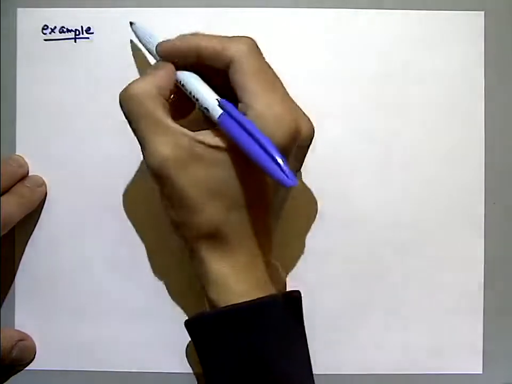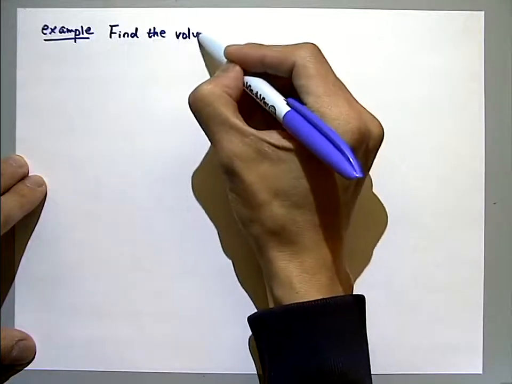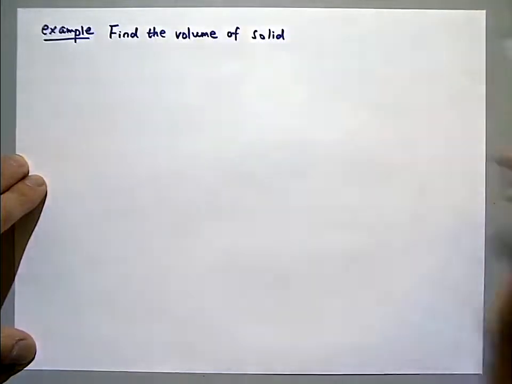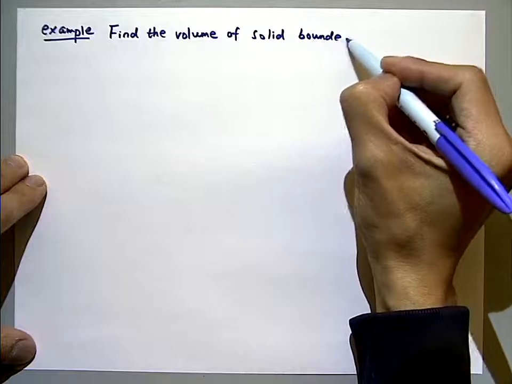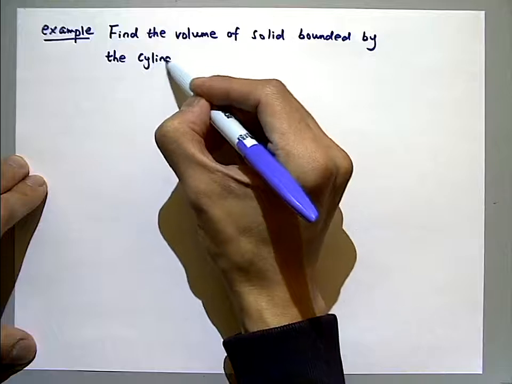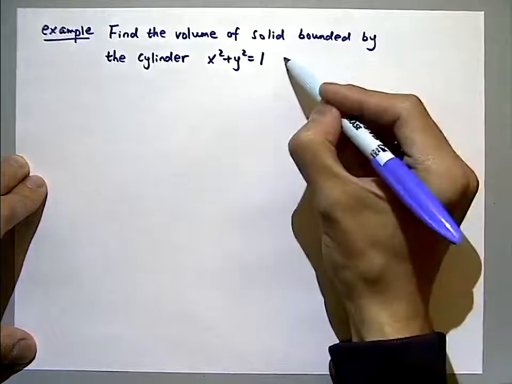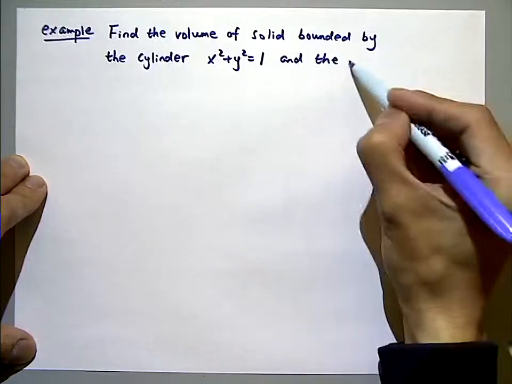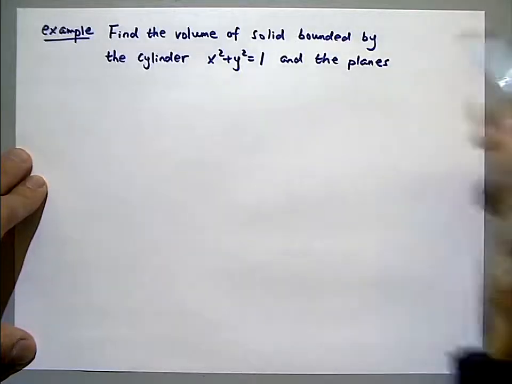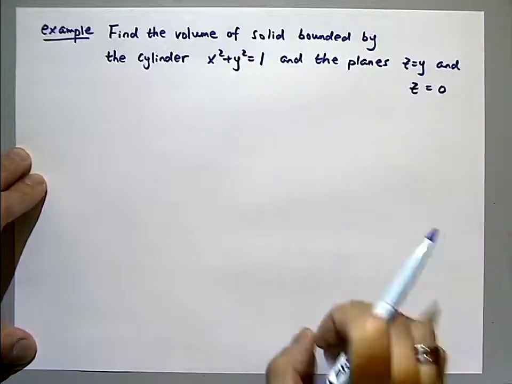All right, let's try this example. Find the volume of a solid bounded by the cylinder x squared plus y squared is equal to 1, and the planes z is equal to y and z is equal to 0.